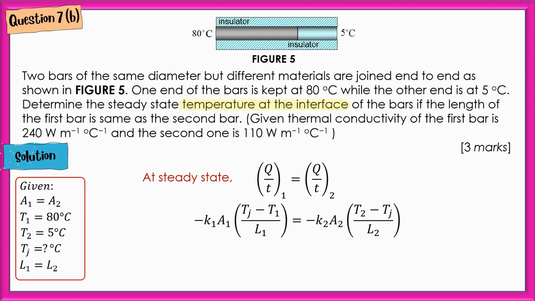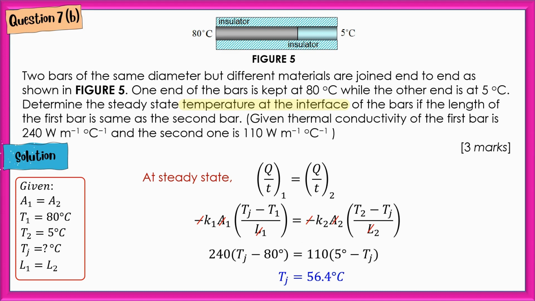And when we write down the equation, we have identified the same values in bar 1 and bar 2, so we can cancel the negative sign, the A, and also the L. And then you can substitute the values, and the change in temperature, Tj minus 80 degrees for the first bar, and for the second bar 5 degrees minus Tj, the temperature at the interface. Because of that, when you calculate, you will get that the temperature at the interface is equal to 56.4 degrees Celsius.